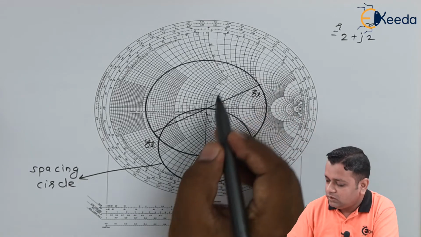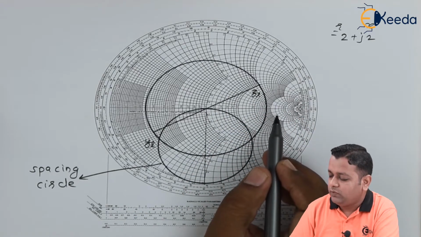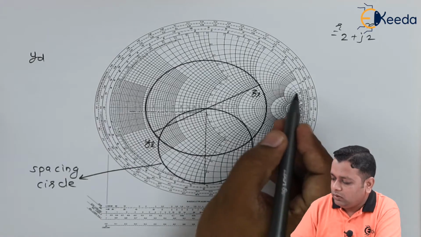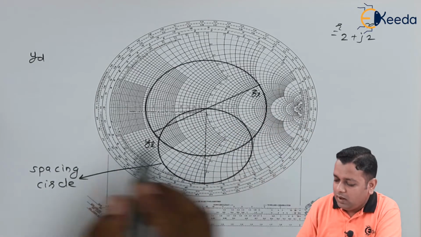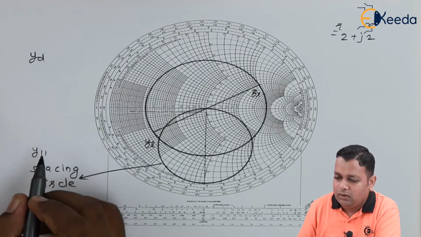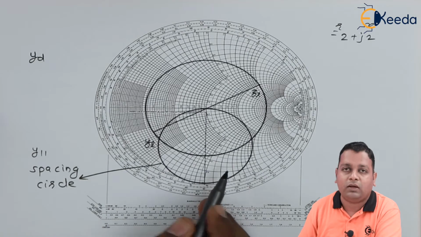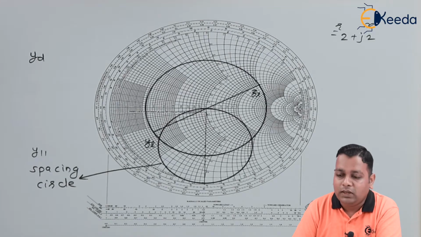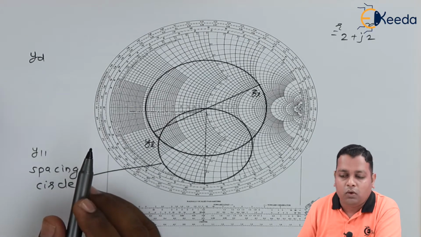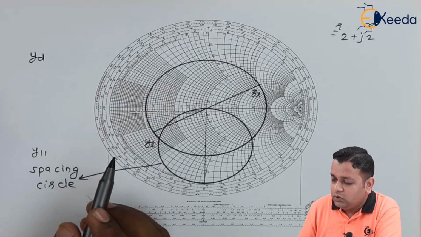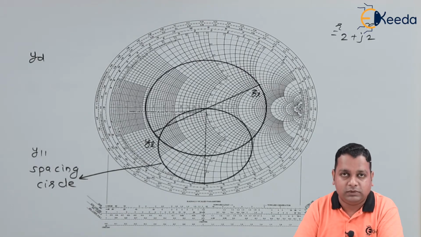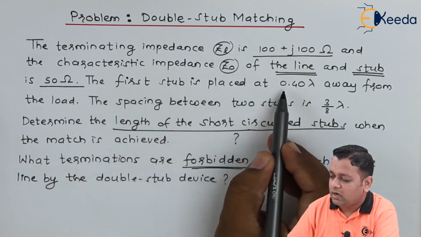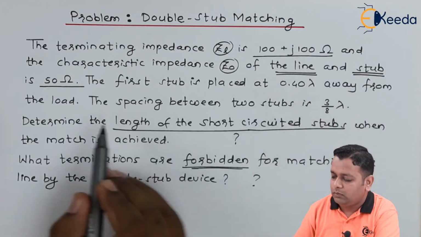Now we have this original circle with g equal to 1, the radius value here. So here we shall be having yd, the value on the original circle g equal to 1 here, whereas we shall be having yd1 on the new spacing circle that will be having a phase value changed by 270 degrees here. Now by the next step we shall be having a movement of the distance 0.40 times lambda as per the problem statement. So inside this particular problem statement we have the information that the first stub is placed at 0.40 times lambda away from the load here.